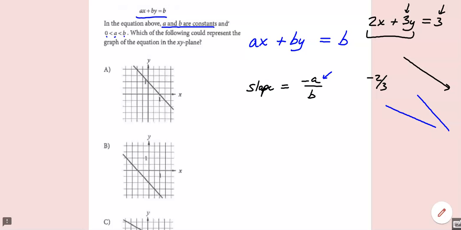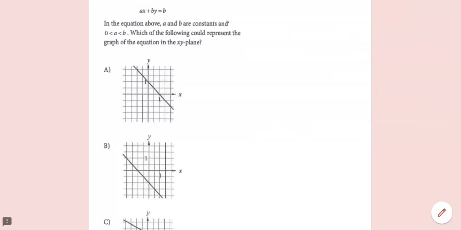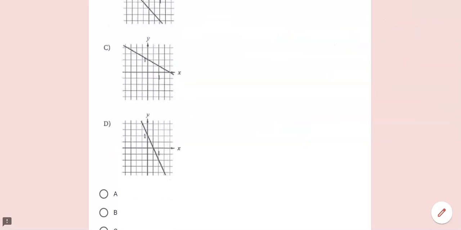The other clue is when I do my y-intercept, this is a big clue, and I do this over this, B over B, well, that's just going to be 1. Or in my example over here, it would have been 3 over 3. It's still going to be 1. So I'm looking for a y-intercept of 1 and then a slope of negative less than 1. Well, this has a y-intercept of 1, but it has a slope of -1. And that's not going to work because A is supposed to be smaller than B. This one has the wrong intercept, so it can't be B. Let's move on down, see what we got for our other choices.